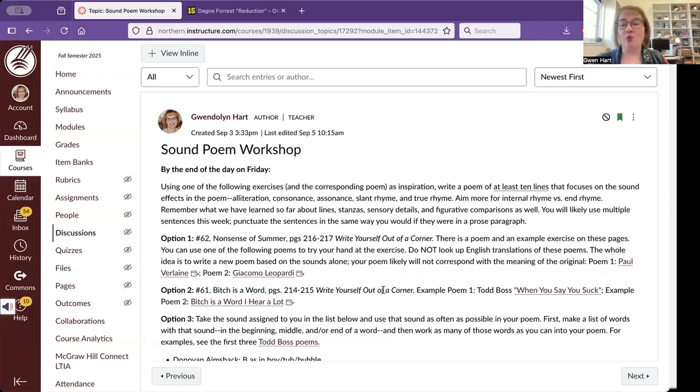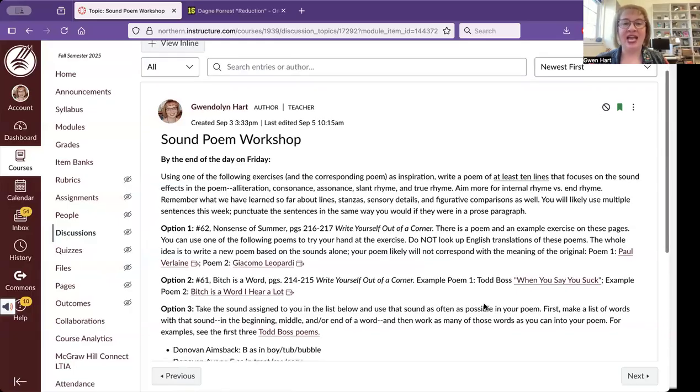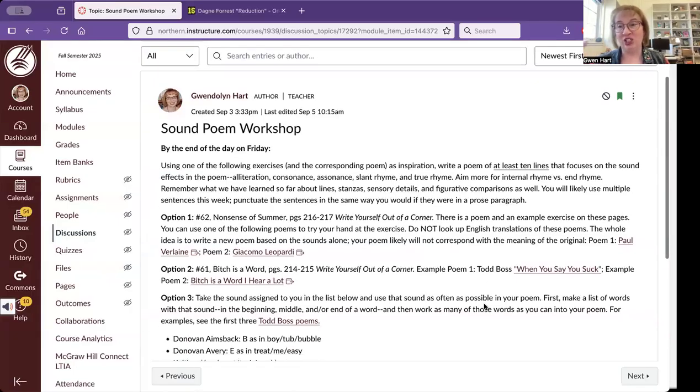And then for Friday, you're writing your own poem that really dials in on sound, right? Tries to really do something interesting with sound. I'm going to give you ideas here of what you can focus on. So a poem of at least 10 lines that focuses on sound effects, all the sound effects we've talked about. We're aiming for internal versus end rhyme. And also what we're learning is cumulative. So I know this is a challenge, but we're challenging ourselves.